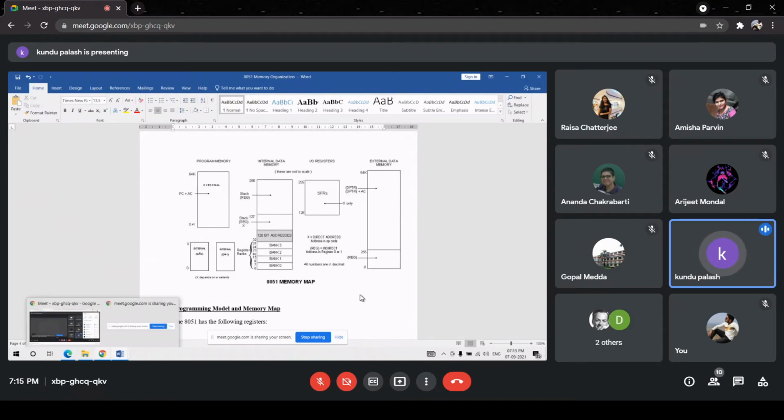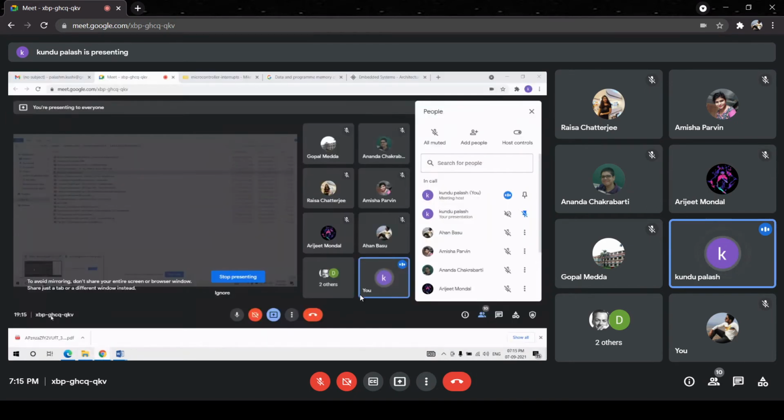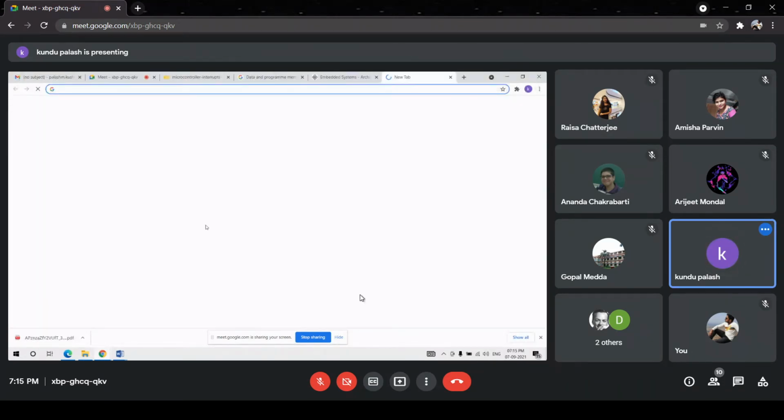So if we refer to the pinout description, the pinout of the 8051 should be referred to again, and can be shown.